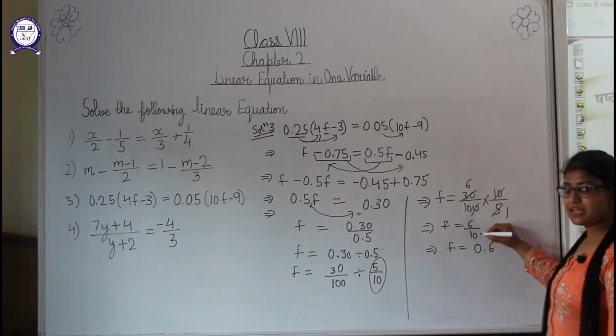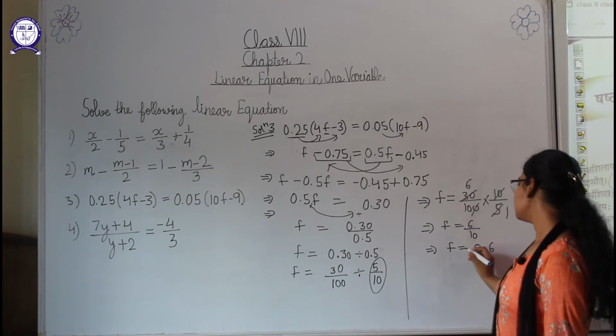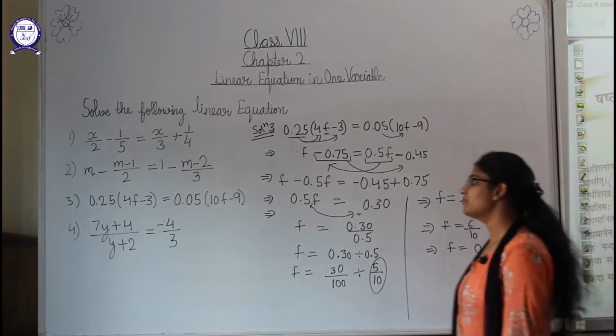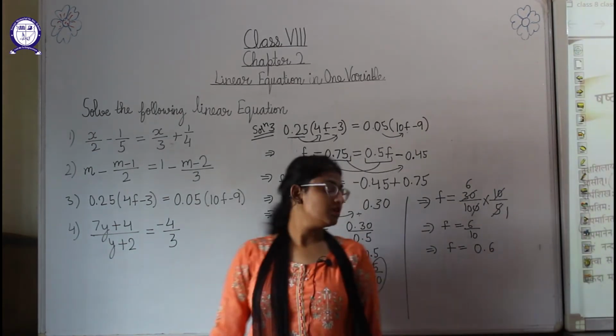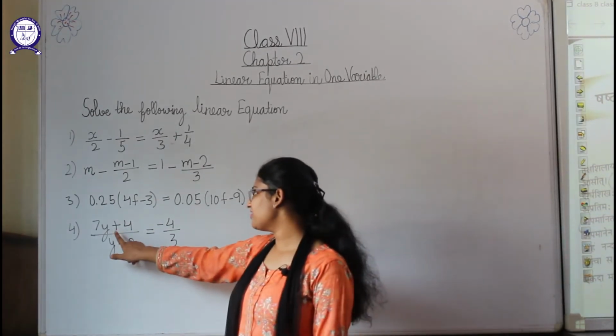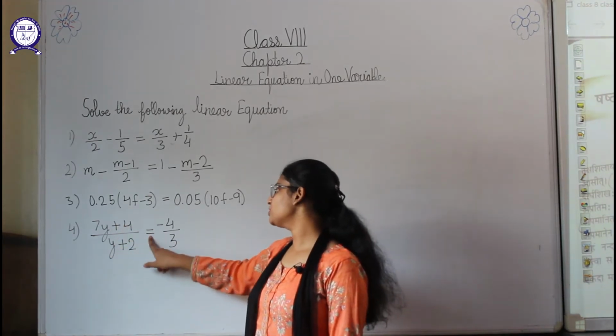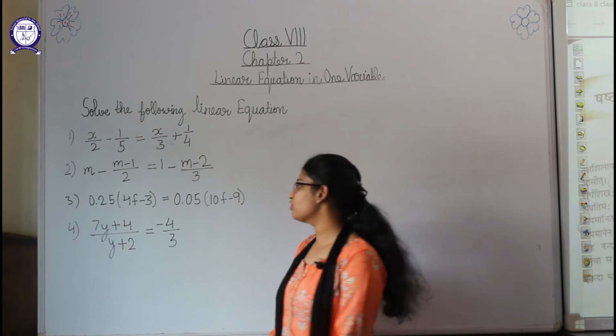Okay, 6 by 10 can be written as 0.6. So the answer of f is equal to 0.6, so we can say that the value of f here is 0.6. Our question 4 is (7y + 4) divided by (y + 2) is equal to minus 4 by 3, and we have to solve this.